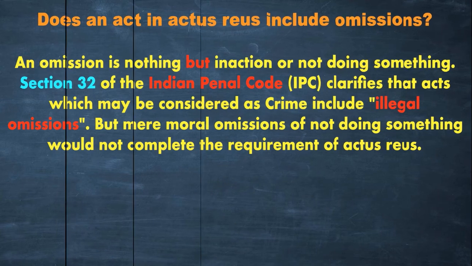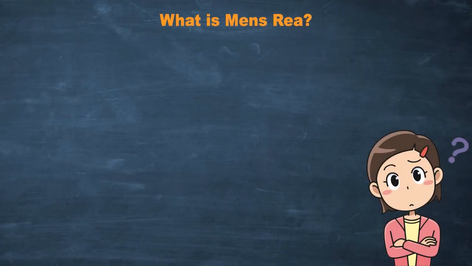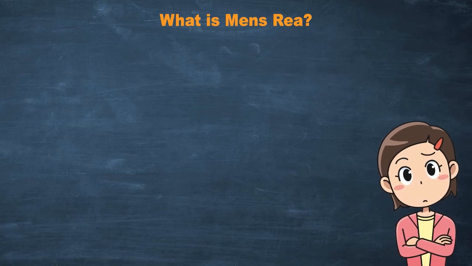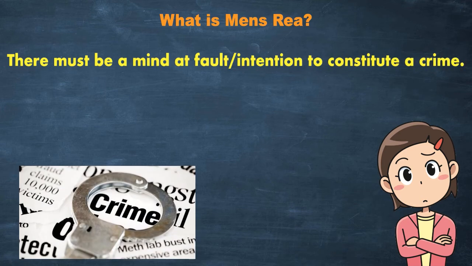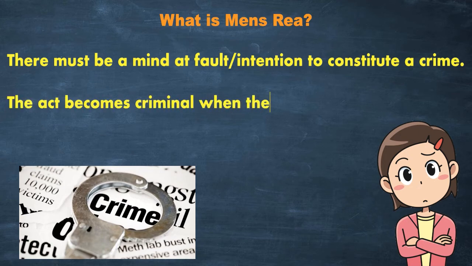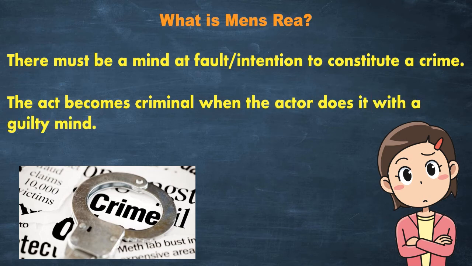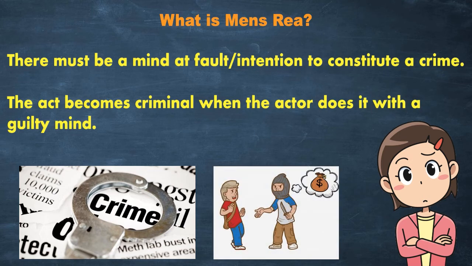Now, the next point we have is mens rea, that is guilty mind, intent, also known as ill intention. Mens rea means there must be a mind at fault, an intention, to constitute a crime. The act becomes criminal when the actor does it with a guilty mind. So I believe this is very simple and you can understand.